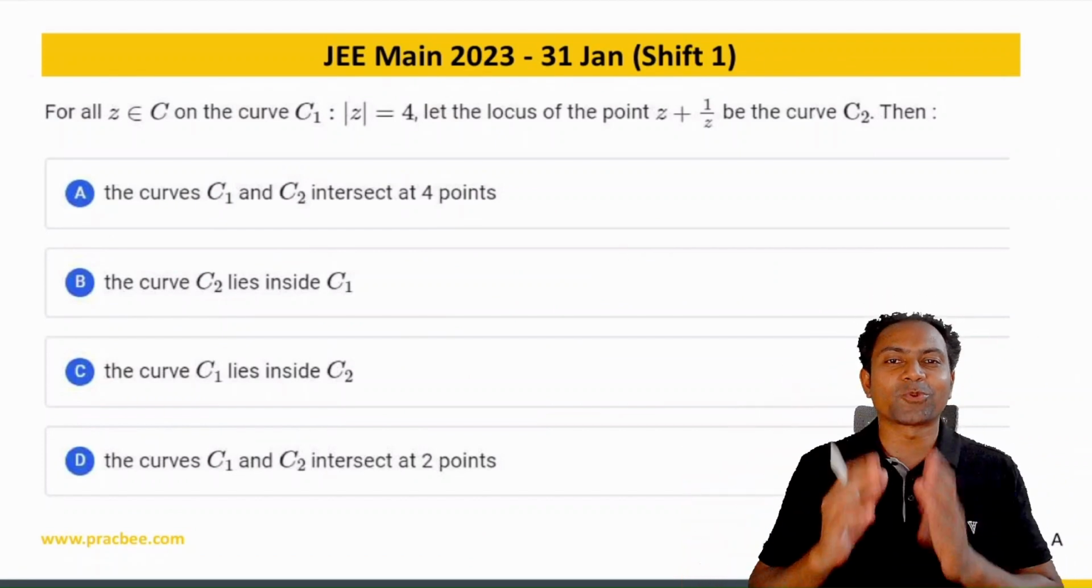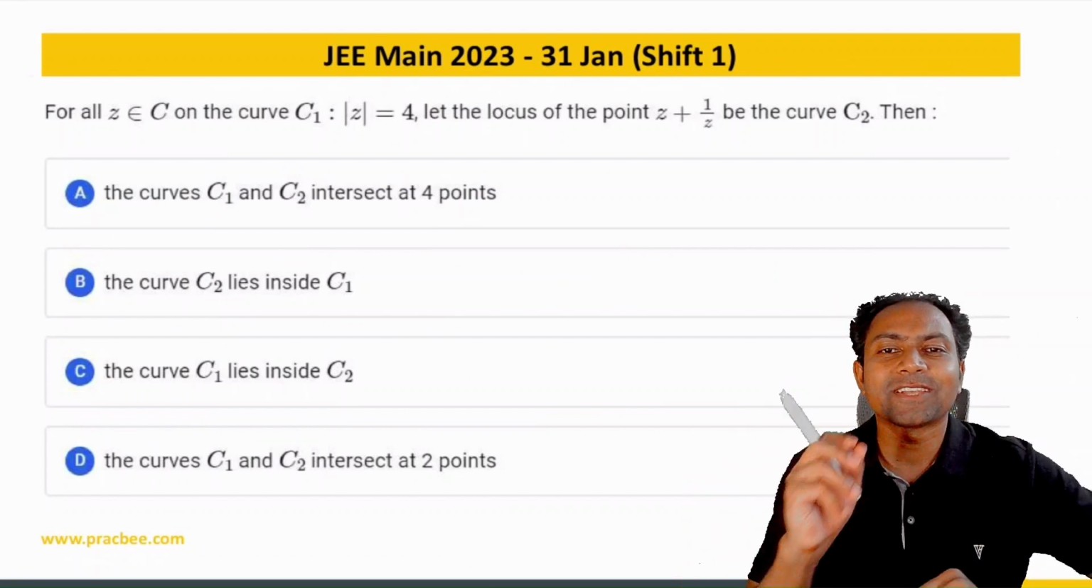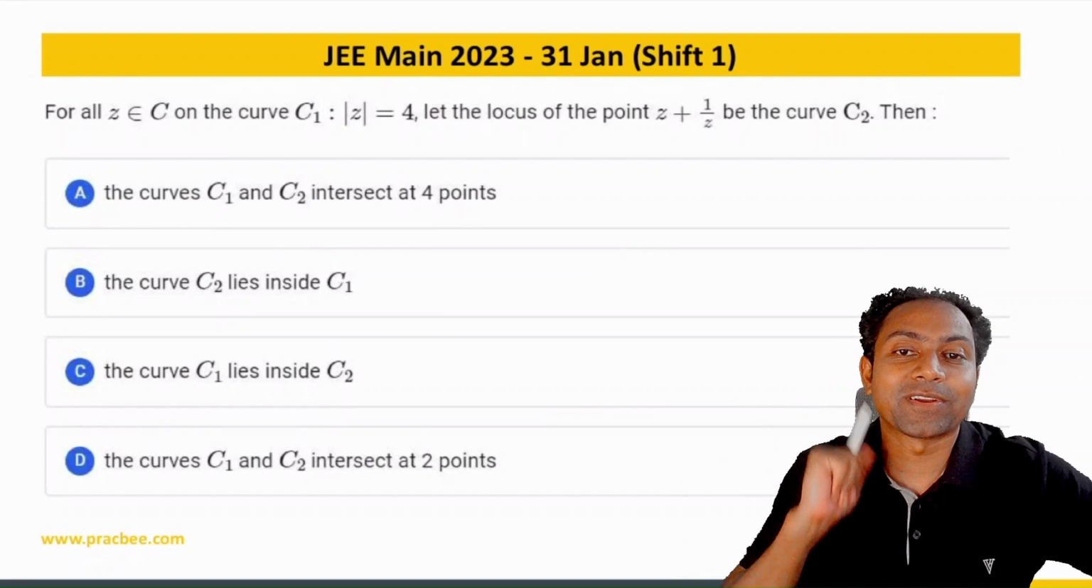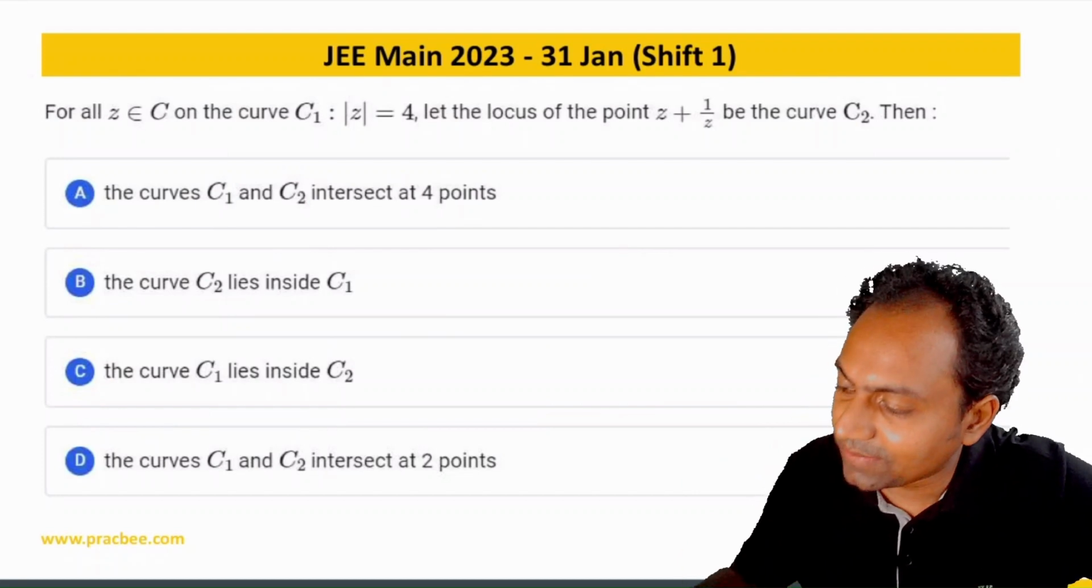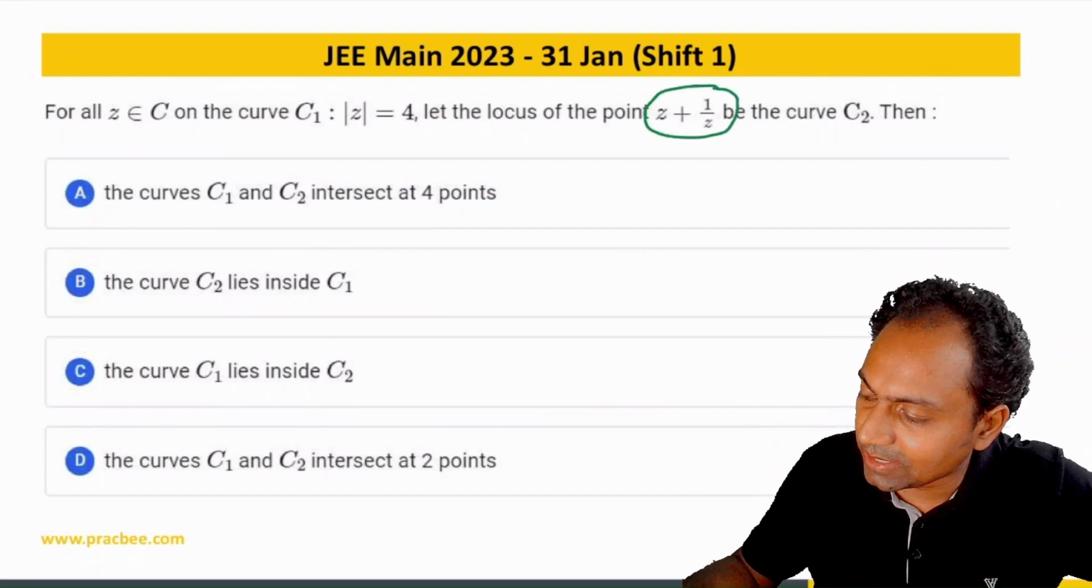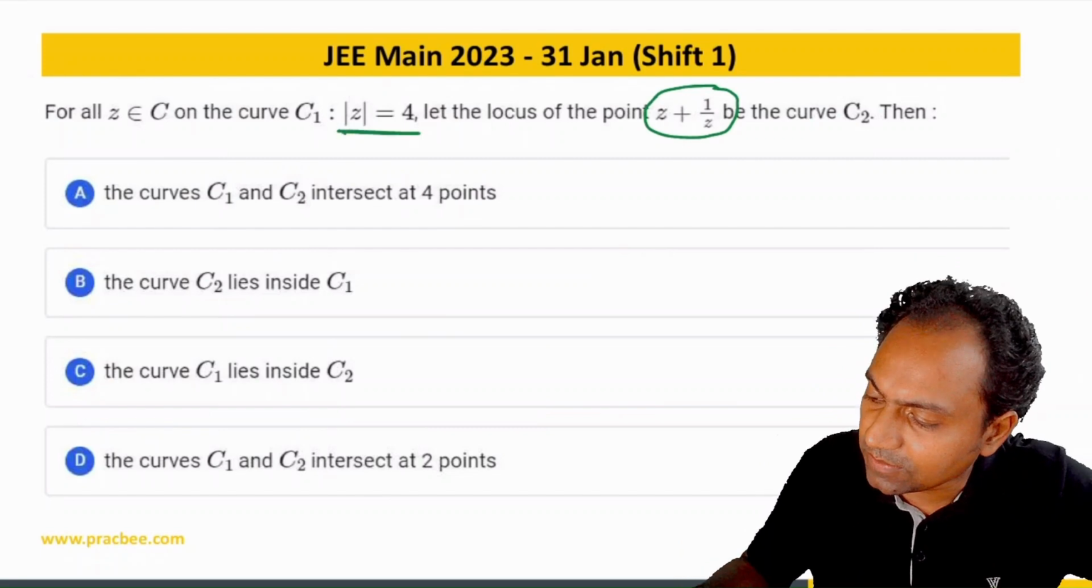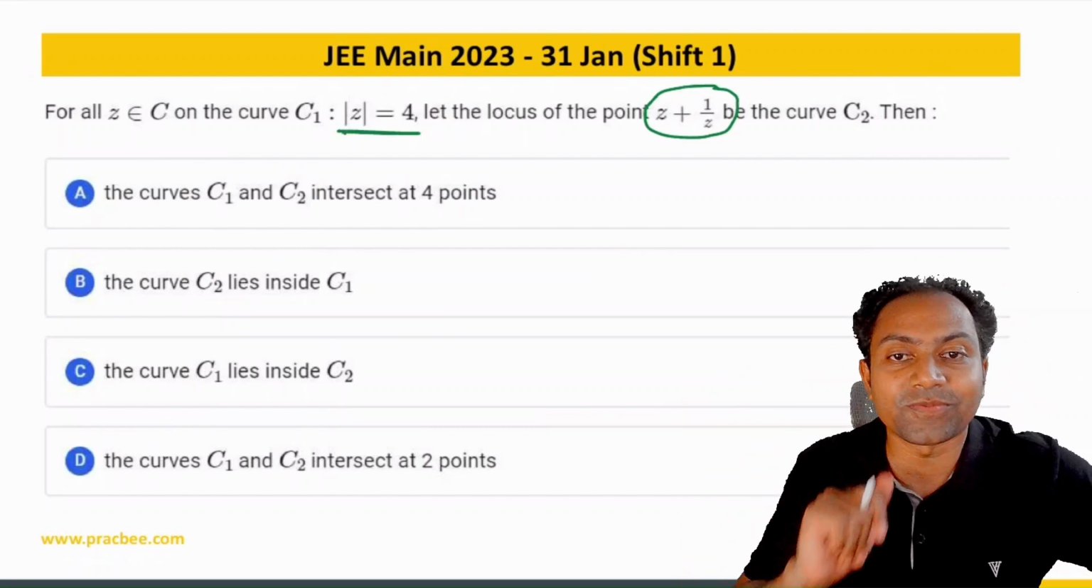Now this very beautiful question was asked in 2023, and the biggest problem with this question is understanding what they're trying to say. So see, what they're trying to say is, if there is a point that follows this trend z + 1/z, where z is coming from this curve, then what is going to be the locus of that point?